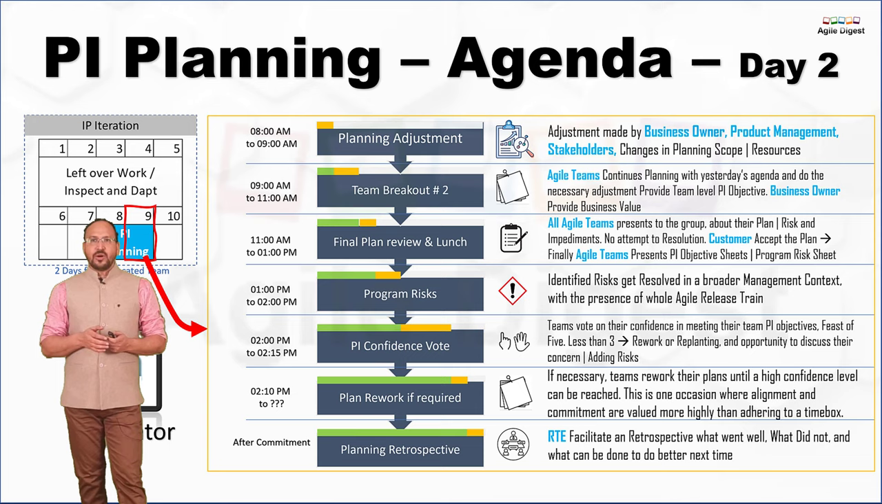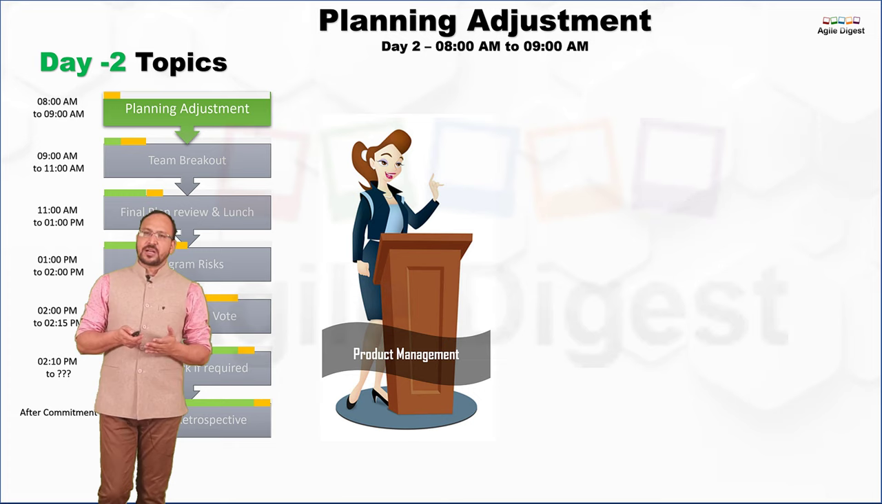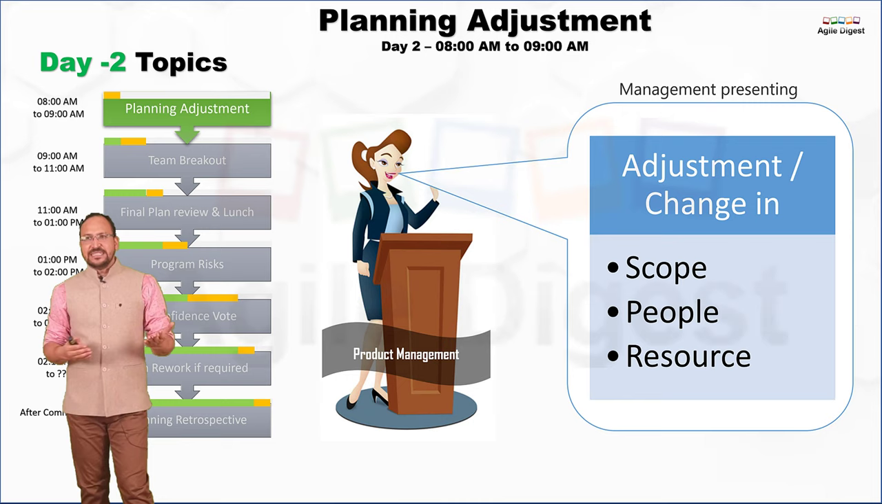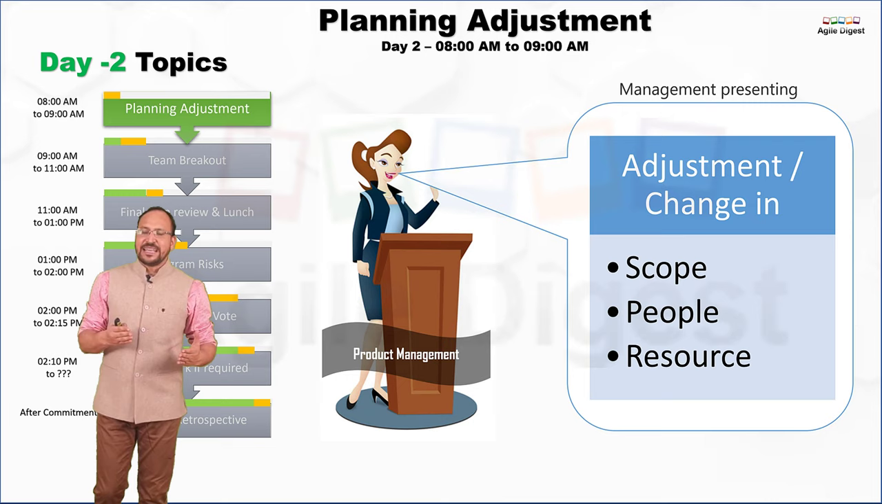So, let's try to understand the planning adjustment, how we start. Planning adjustment is actually done by your product management team. They come and talk about what we have done yesterday, the review, and based on our findings, we'll talk about some changes. Our product owner will advise some changes to make on the scope, people, and resources. It's a 1 hour activity, so it will be very detailed for each team member so that they can get to know what exactly the changes they need to make.